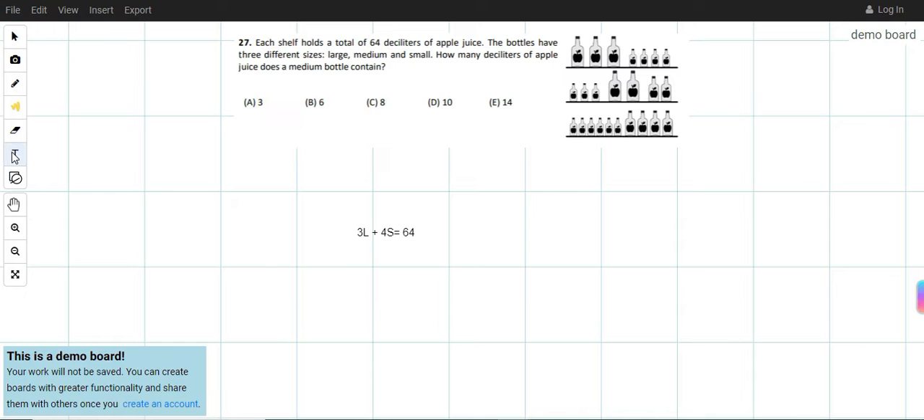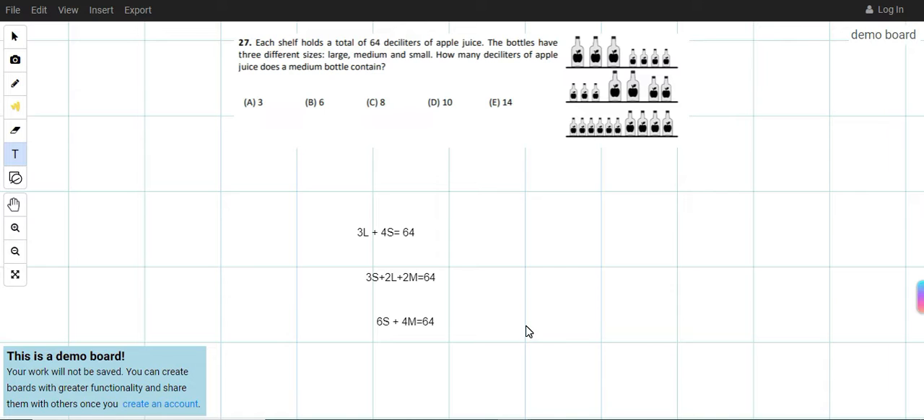Next, we would have 3S plus 2L plus 2M for medium, and that equals 64. Finally, for the last one, we would have 6S plus 4M, and that would be equal to 64.